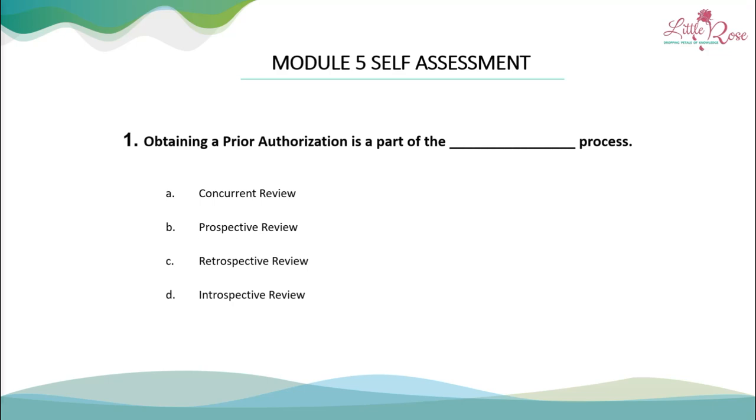Module 5 Self-Assessment. Question number 1. Obtaining a prior authorization is part of the blank process. Option A, concurrent review. Option B, prospective review. Option C, retrospective review. Option D, introspective review.